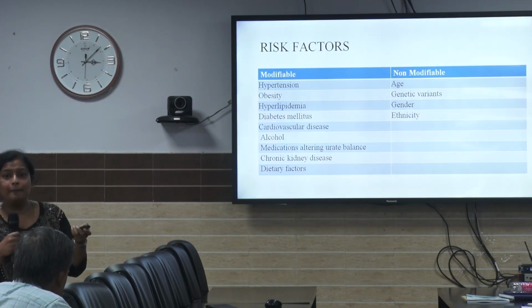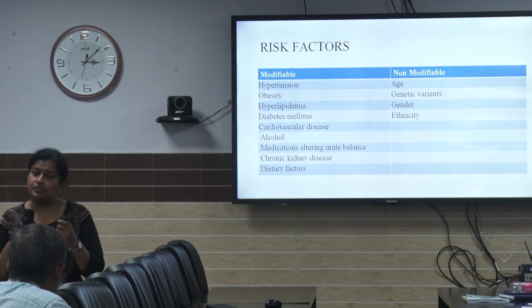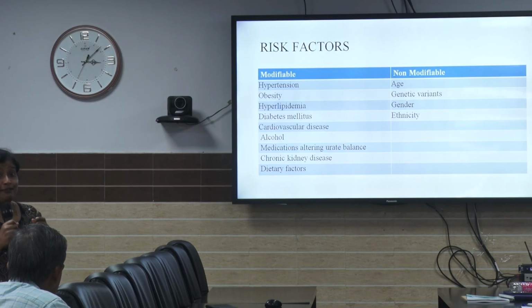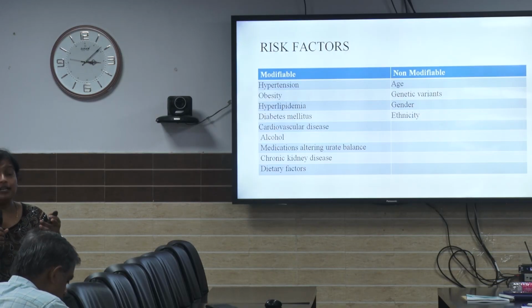Seafood also, you're right, madam. I forgot to say that. Seafood is also there. Leafy vegetables also, anything with a high purine content. Low fat dairy can be taken, not high fat dairy. So that is one thing that we have to advise. You can take a lot of fruits. Fruit juices are to be avoided.